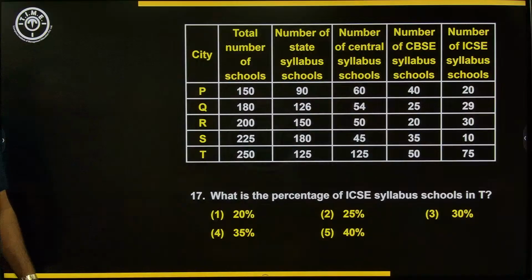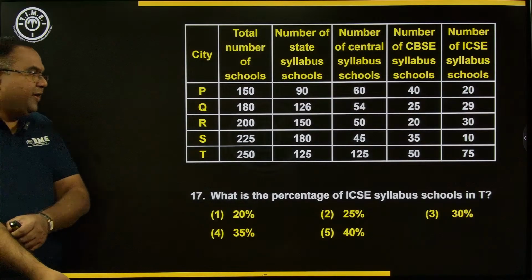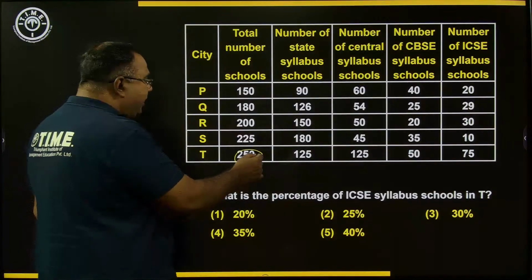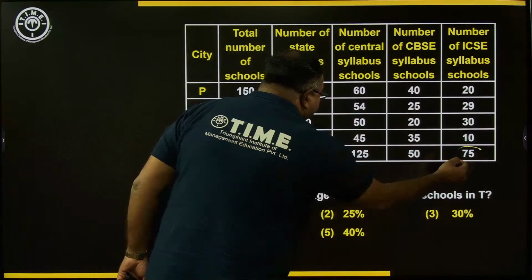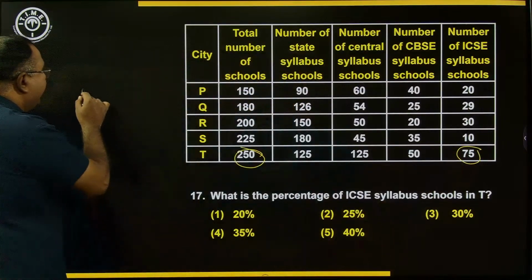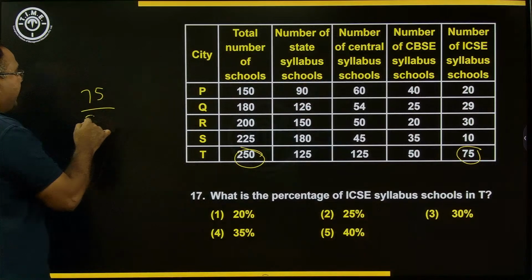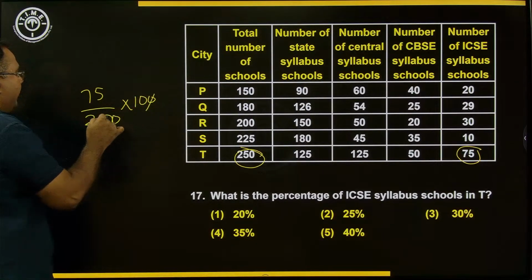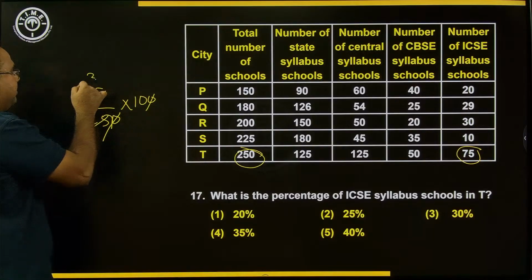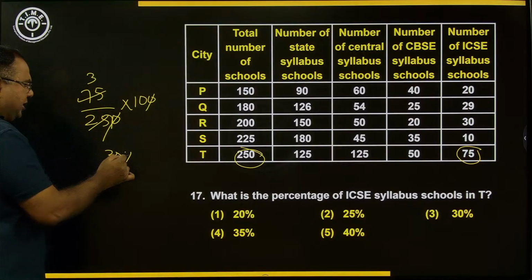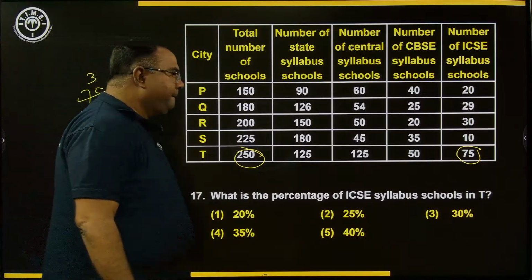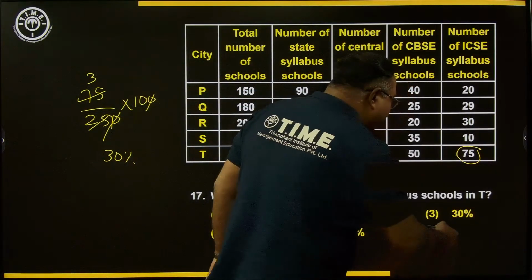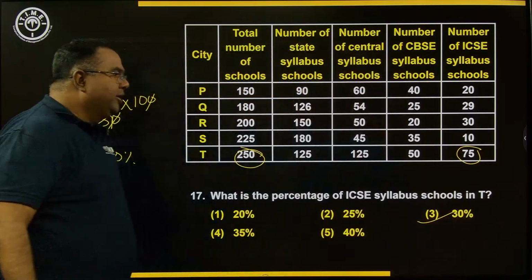Next one, 17th question. What is the percentage of ICSE schools in school T? School T total 250 total schools. Out of that ICSE are 75. 75 upon 250 into 100. 25 goes 0, 0 cancel. 25 goes 3 times, 3 into 10. Simple question. 30% should be your answer. Wow. Very good, SRS. Third option. Very good.